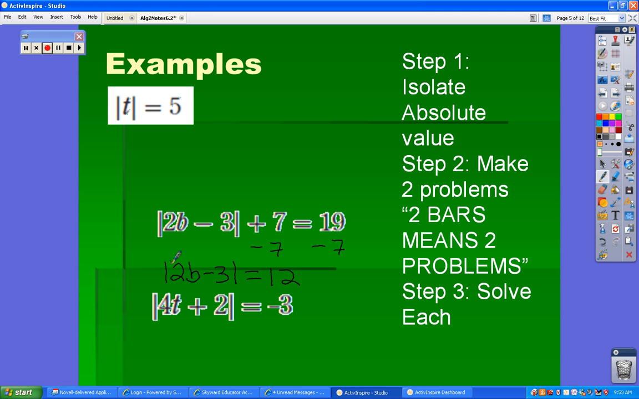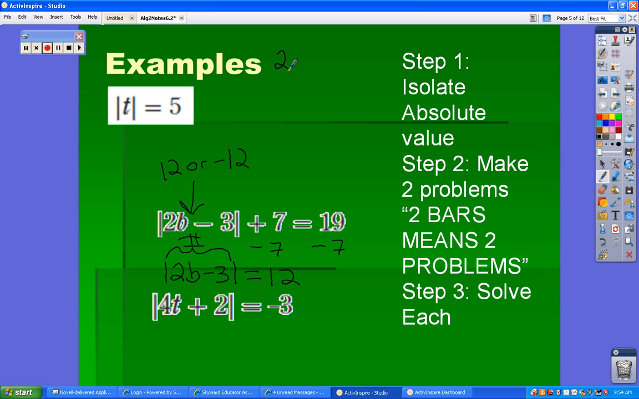Now, 2b minus 3, once I figure out what b actually is, this is just some number in here. So once again, the absolute value of some number is 12. There is some number whose distance from 0 on a number line is 12. Well, we know there are 2 numbers that could be. It could be 12 or it could be negative 12. Here's where the 2 problems come in.